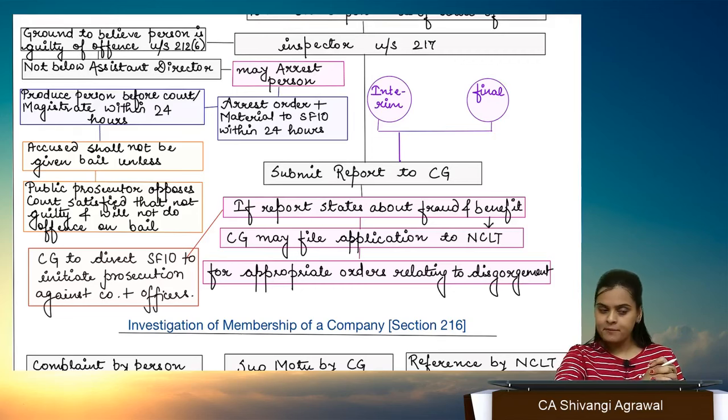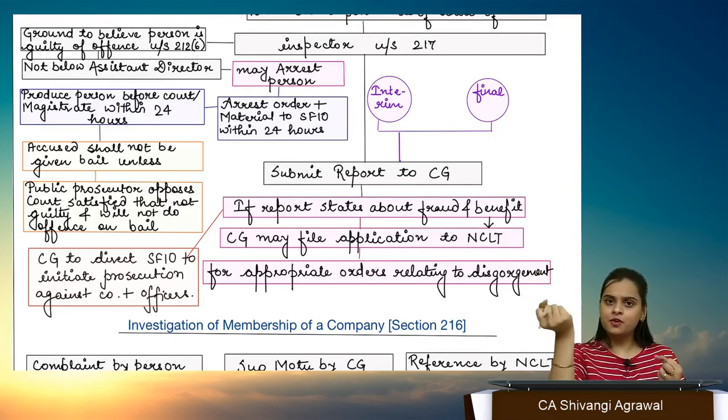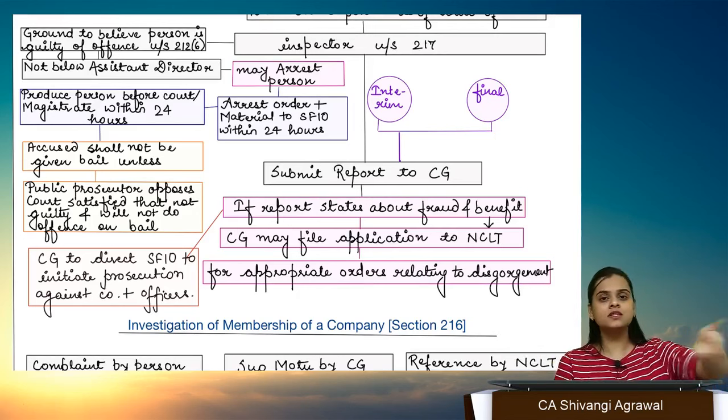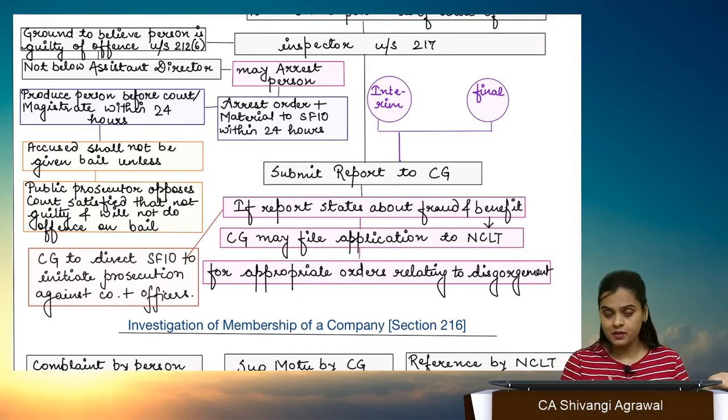Right? So if someone is found guilty of an offense, that means I get some material information during my investigation and I'm sure that I have this evidence and I know that this particular person is involved in fraud. So I can arrest that person if I have that authority, undoubtedly. So I can go out and arrest that person.